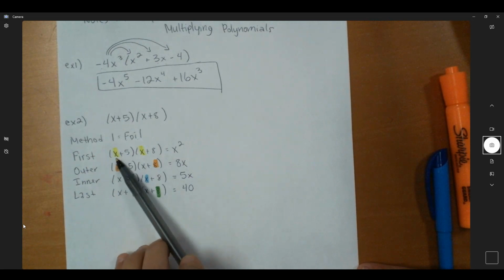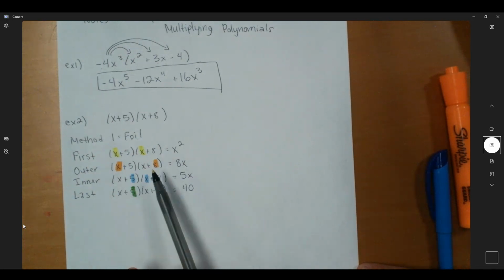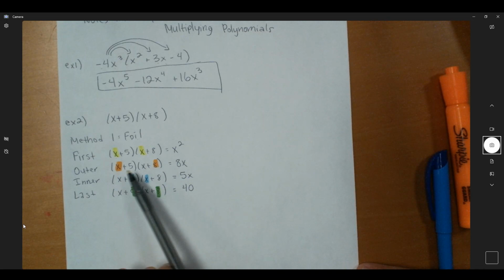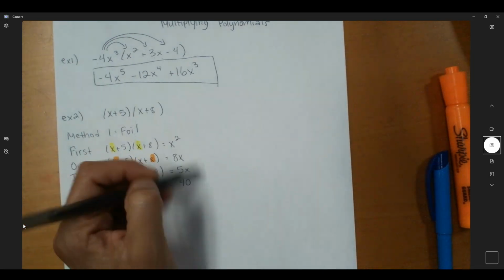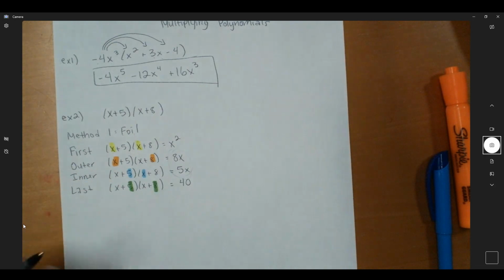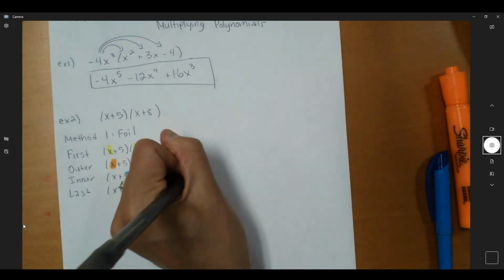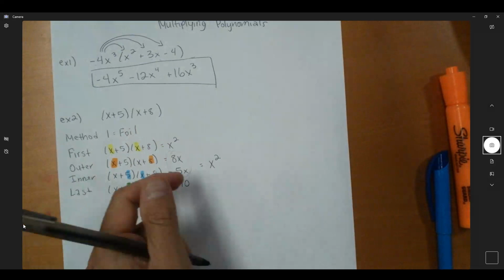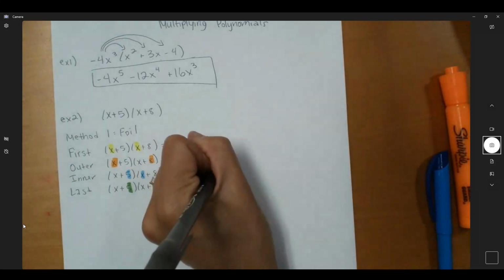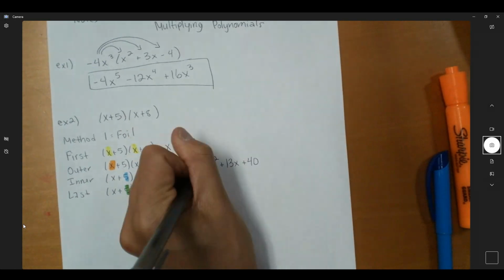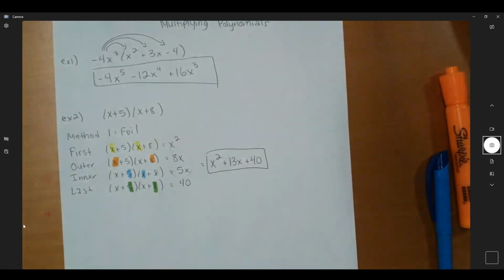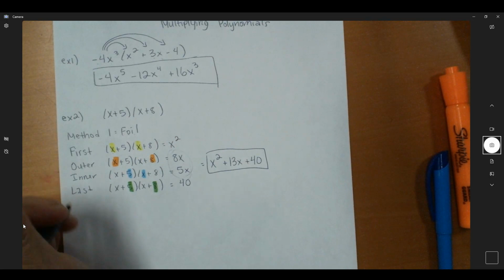Okay, so first is the first thing in each parentheses. Outer is the outside of the entire problem. Inner is the inside of the entire problem. And last is the last thing in each parentheses. So then you would have this as your answer right here, but you do need to combine these 2 together since those are both x's. So your answer here would be x squared right there. And then 8x plus 5x is 13x, and then plus 40. So if you FOIL this problem, that's what you get. And that's method 1.